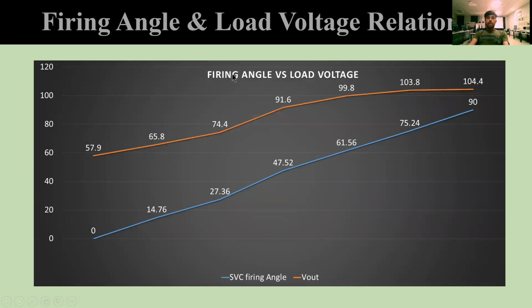The next relationship we have is between the firing angle versus load voltage. As you can see, at the start the SVC firing angle is at 0 degree. The voltages are low because at this instant of time, the inductor is fully switched on. As we start switching off the inductor, our voltages start to improve, as can be seen in this whole line. This whole line shows how the output voltage is increasing by increasing the firing angle.